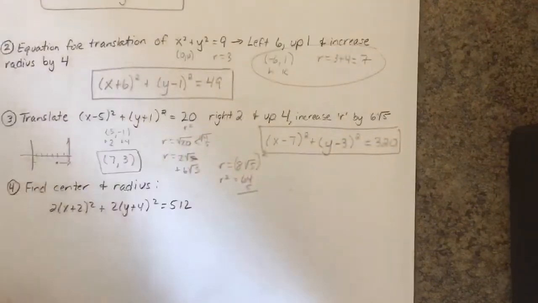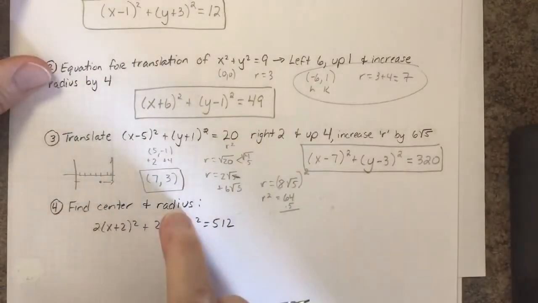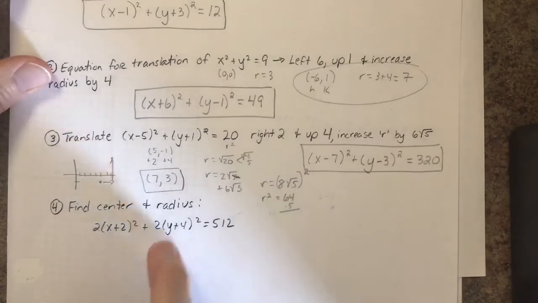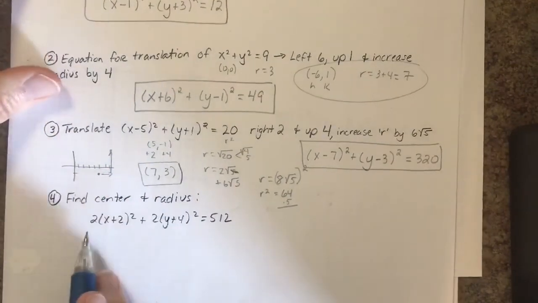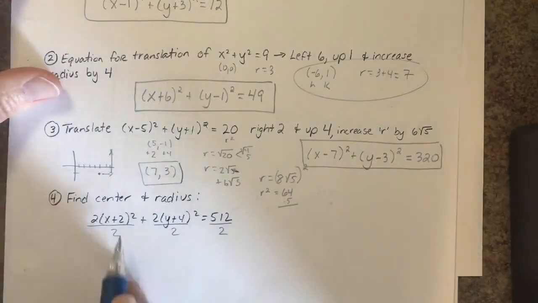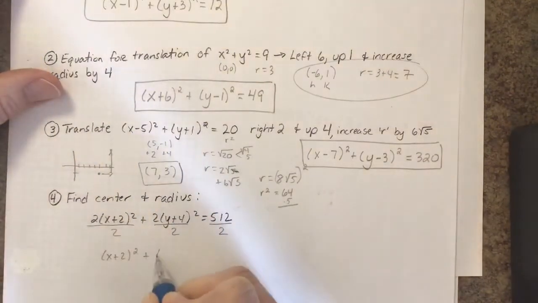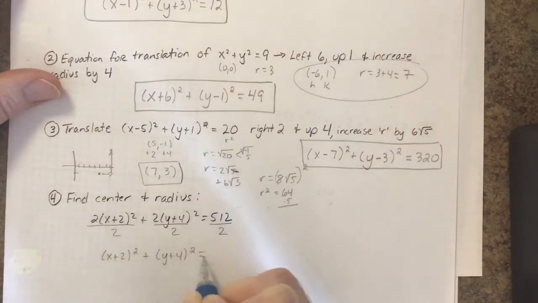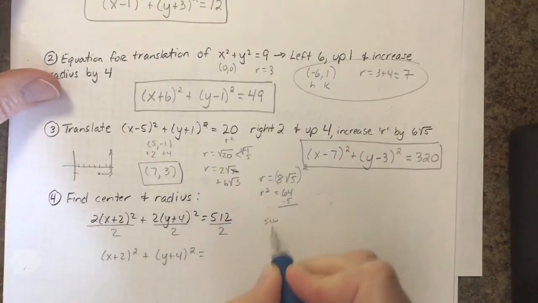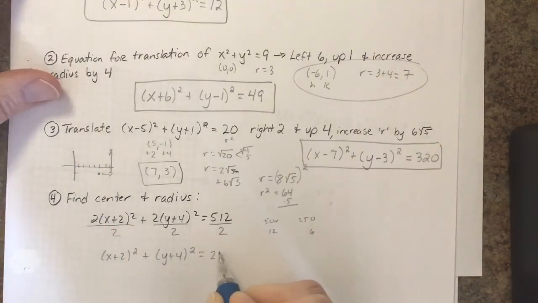Problem number 3. Now, I have an equation. I just need to find the center and the radius. I know it is a circle. I have a plus, I have an x squared, I have a y squared. Coefficients are the same, but I want to do what with that coefficient? We need to divide it out. Every term we're going to divide by 2. So this is x plus 2 quantity squared plus y plus 4 quantity squared equals, now I get a half of 512. Half of 500, half of 12. That's 250 and 6. 256.